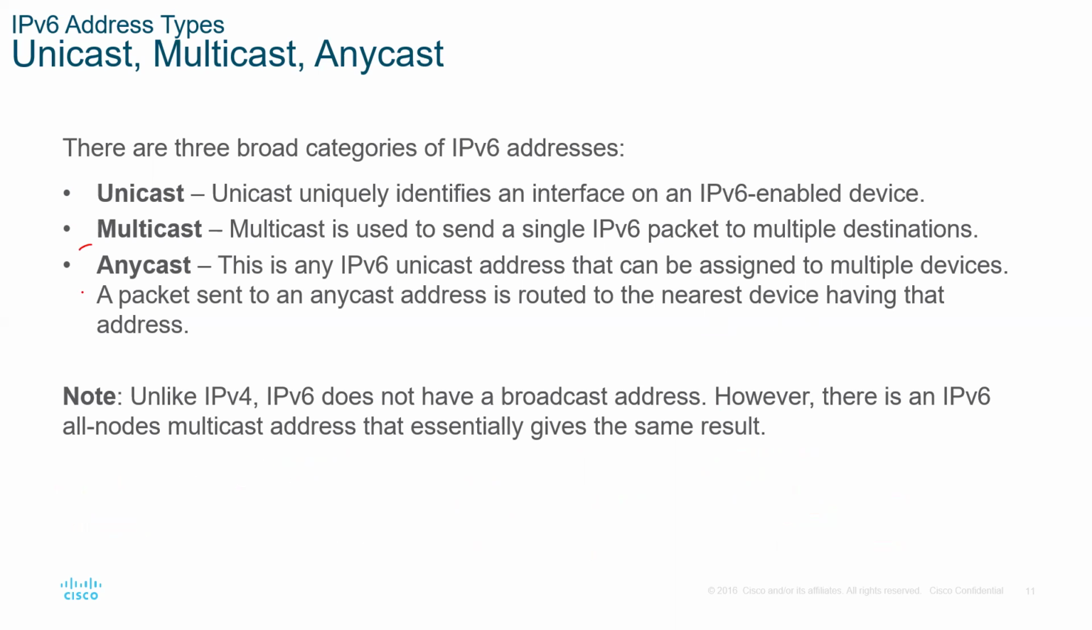With Anycast, in IPv4, we don't have that type of address. Anycast basically is an IPv6 address which is assigned to multiple devices. One address. This one is usually used for servers.